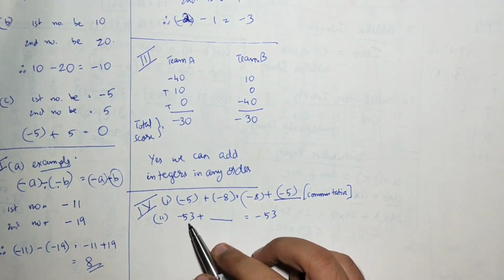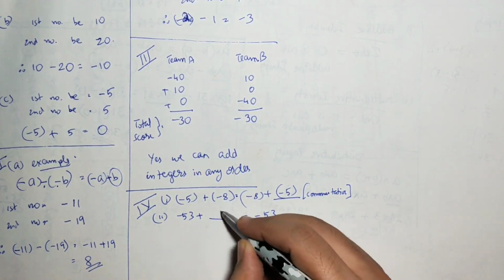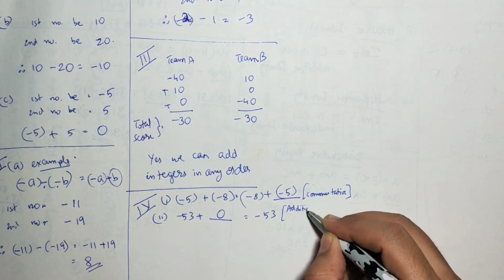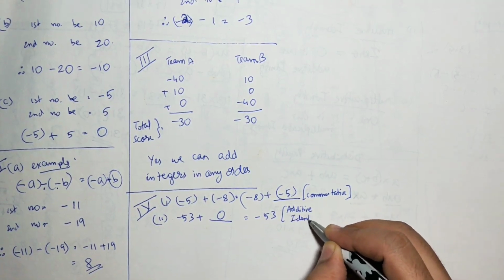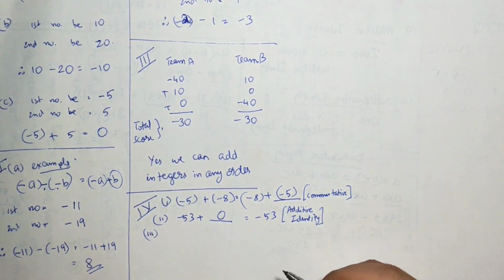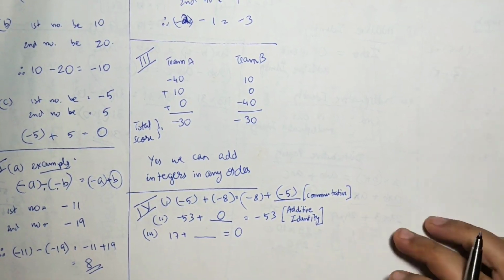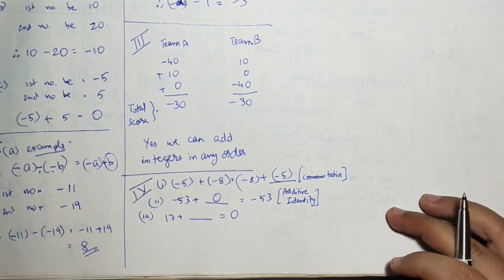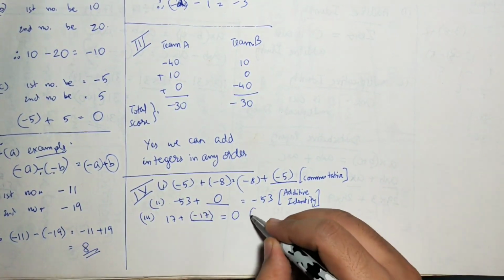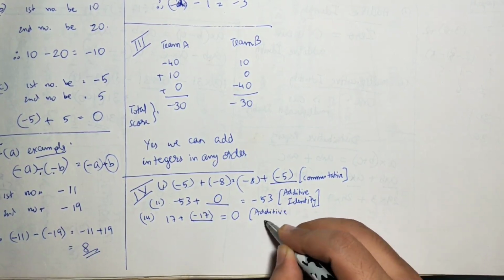Second is -53 plus blank is equal to -53. Now -53 is added to something to get -53. What should the answer be? 0. Which property? Additive identity. Third, 17 plus something, and the answer should be equal to 0. What should be added to 17 to make it 0? It will be minus 17. Which property? Additive inverse.